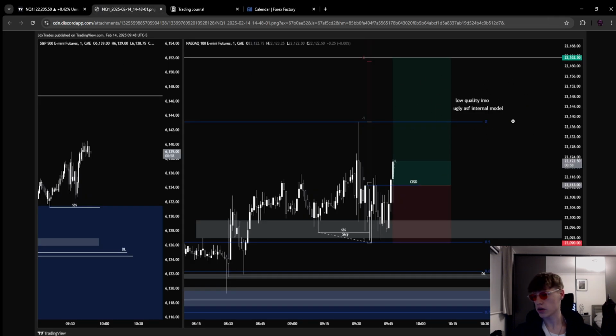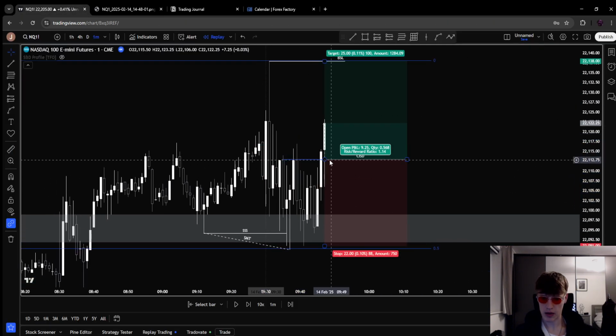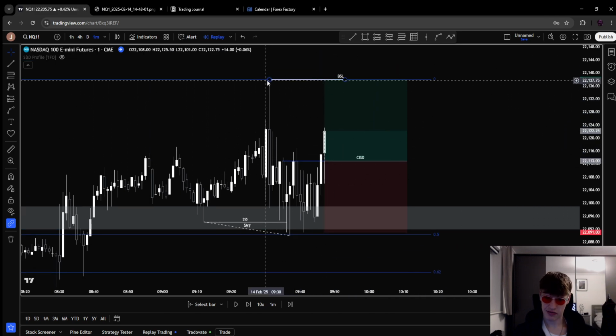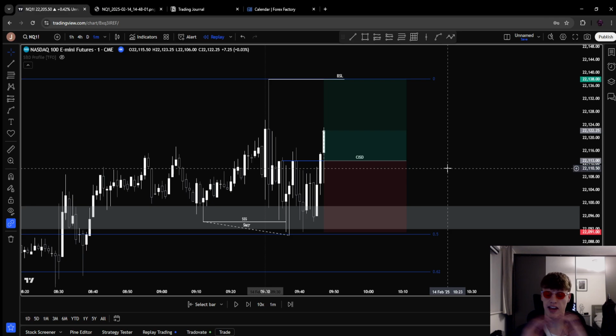9:48. Low quality, in my opinion, ugly internal model. There was not a single 1-minute imbalance at all in any of this price action, and it was right before the macro. So it's okay, but it's not nice. It's not clean. It's not a clear picture. So I stayed back. I sat on my hands and I waited.